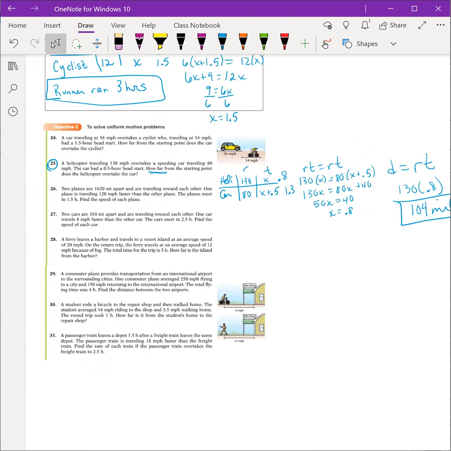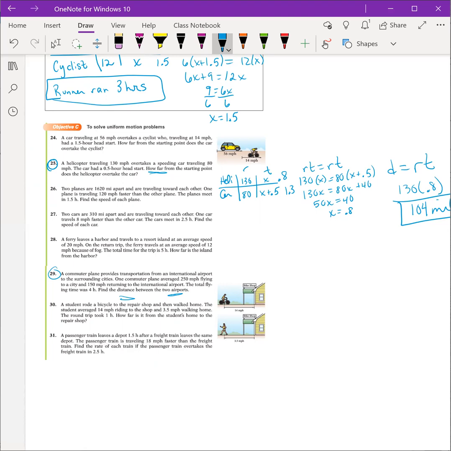Let's do one more. Let's do 29. A commuter plane provides transportation from an international airport to surrounding cities. One commuter plane averaged 250 miles per hour flying to a city and 150 miles per hour returning to the international airport. The total flying time was 4 hours. Find the distance between the two airports. So one more time, this is asking us for distance, but we need the other information first.